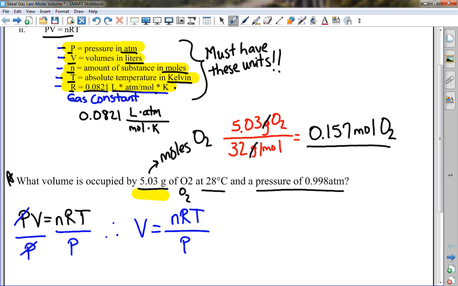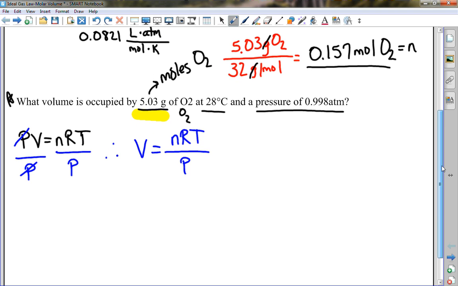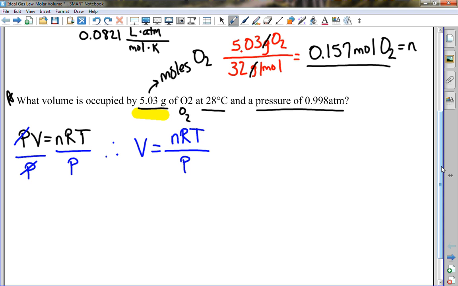So hold on to that. We're going to come back to that because this is our N value in our equation. All right, so let's take a look at the next thing we've got going on. Scroll this down a little bit here. We've got this temperature here. Right now it's in degrees Celsius, but you of course remember that we must convert to Kelvin.